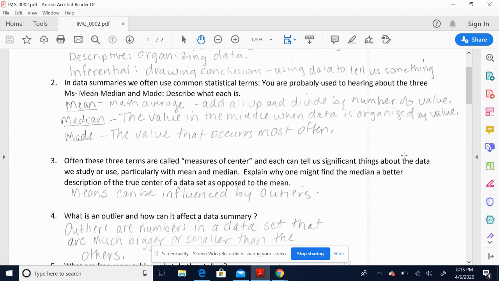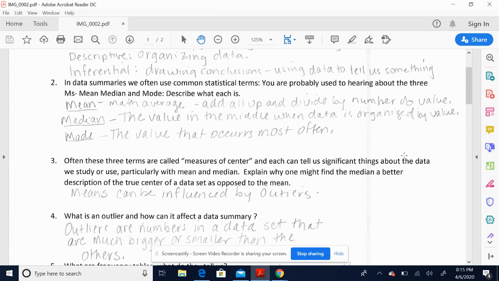Okay, mean, of course, is just a mathematical average. You add all the values up and divide by the number of values we have. So if I had 5 unique digits, I would add them all up, divide by 5. That's my average or my mean. Most of us are used to thinking of our grades as a mathematical average.